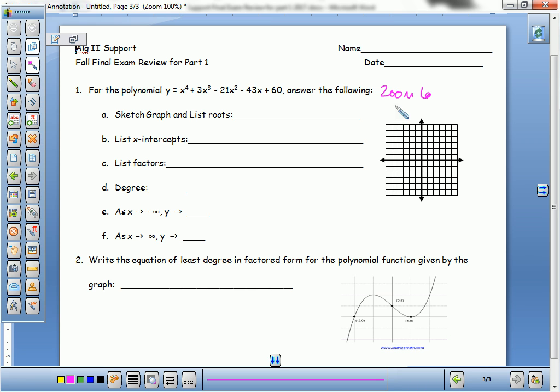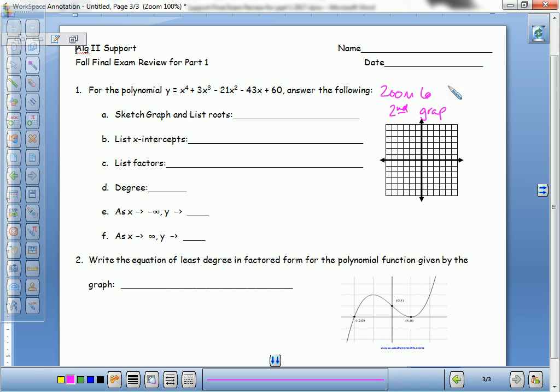Okay, it looks like it's crossing the x-axis 1, 2, 3, 4 times. We have a couple ways of finding where it crosses the x-axis, but if they're integers, the easiest way is to look at the table. Do you remember how to look at the table? To look at the table, you press second and graph. Second graph gives you the table.